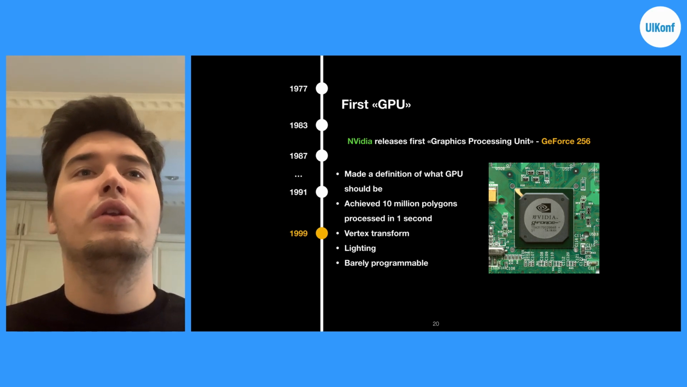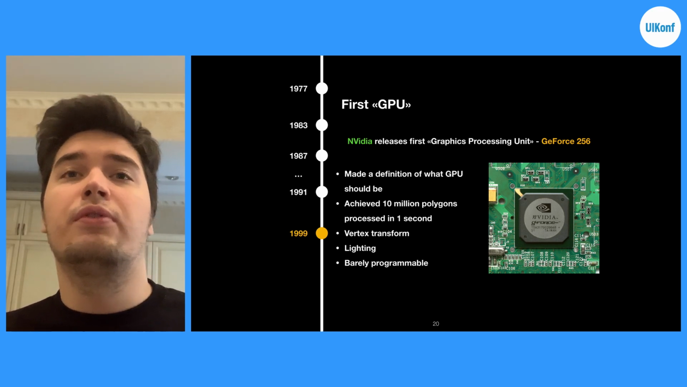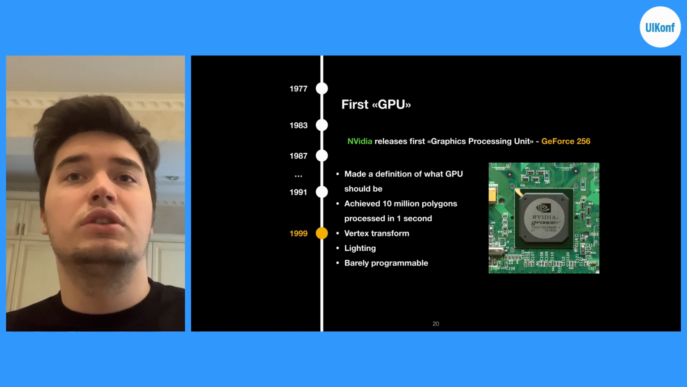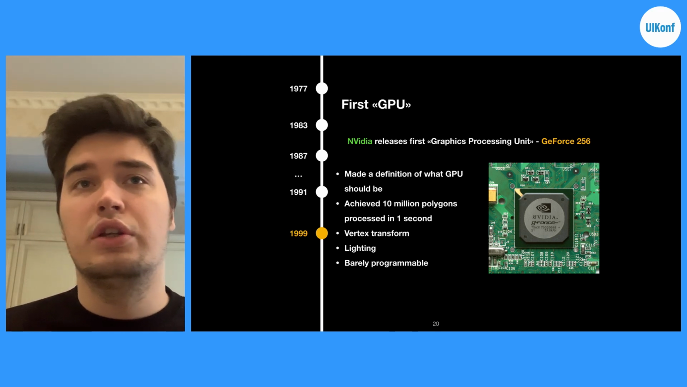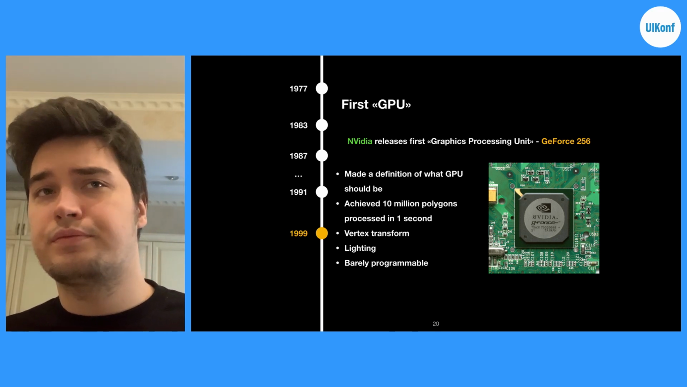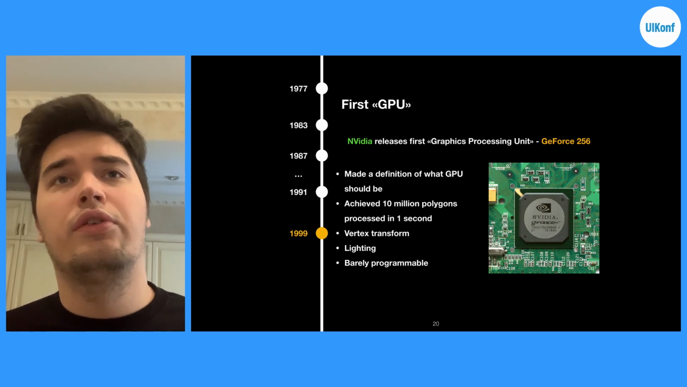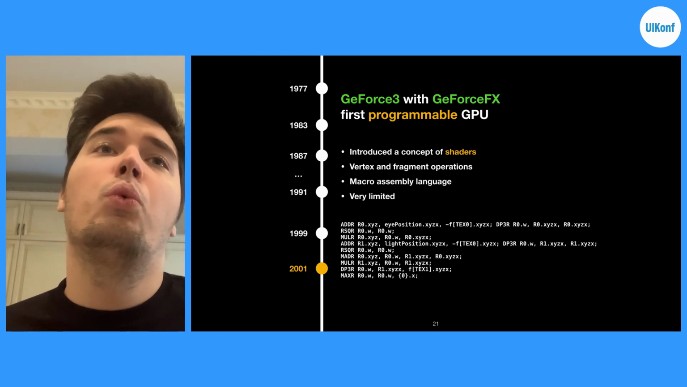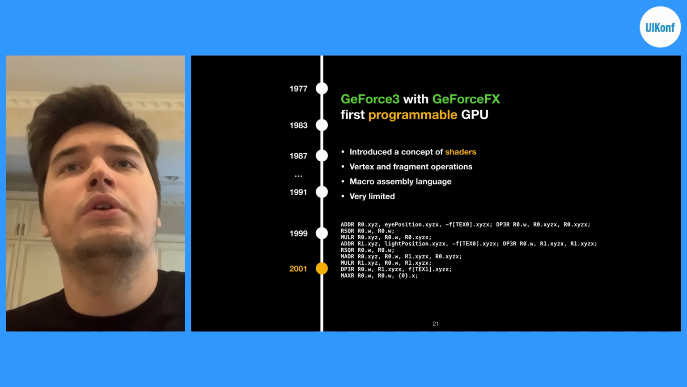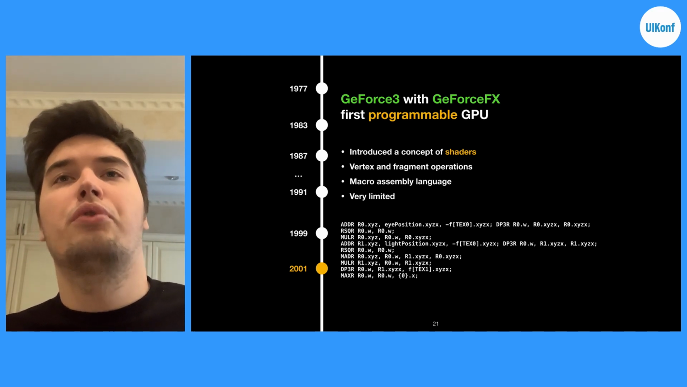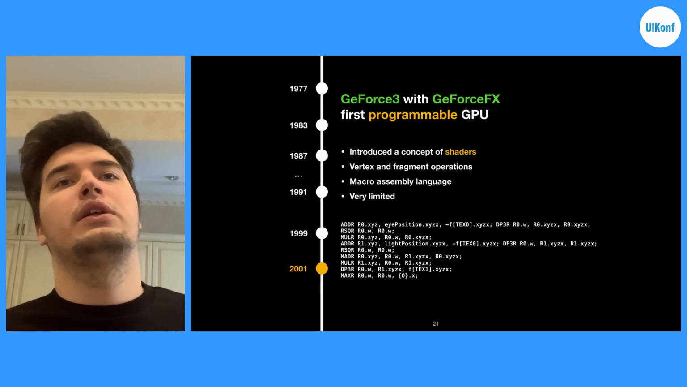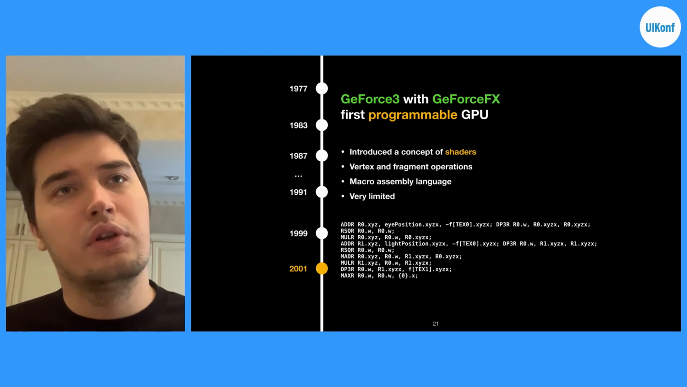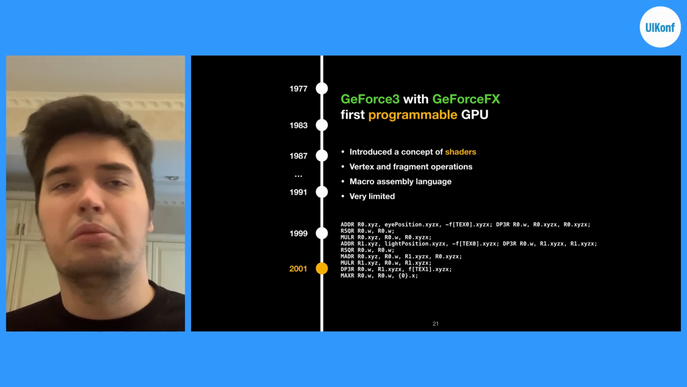This is basically the moment where the term GPU was defined, and it was the first consumer GPU that could be bought and installed into your PC to achieve some acceleration of pre-defined graphics. But the real revolution started in 2001 when NVIDIA released GeForce 3, the first programmable GPU. The most important thing that it did is the introduction of the concept of shaders. We'll touch it multiple times today, so just keep going.